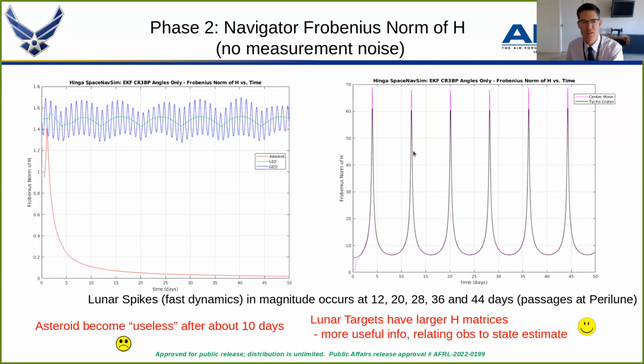We can see these spikes of the H matrix Frob norm occur at 12, 20, 28, 36, 44 days, and that is precisely according to the passages at perilune. Passing perilune is very good to help the navigator converge.